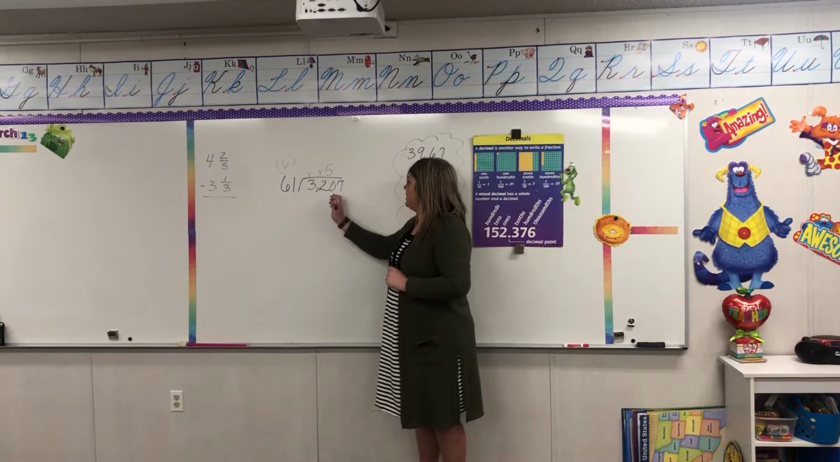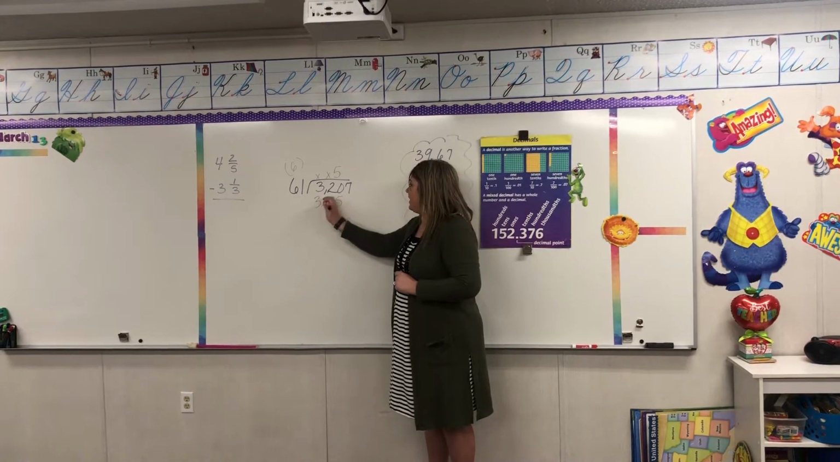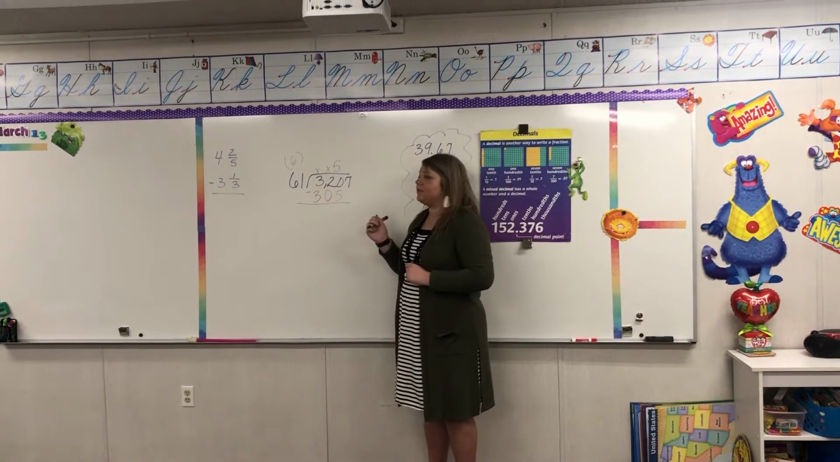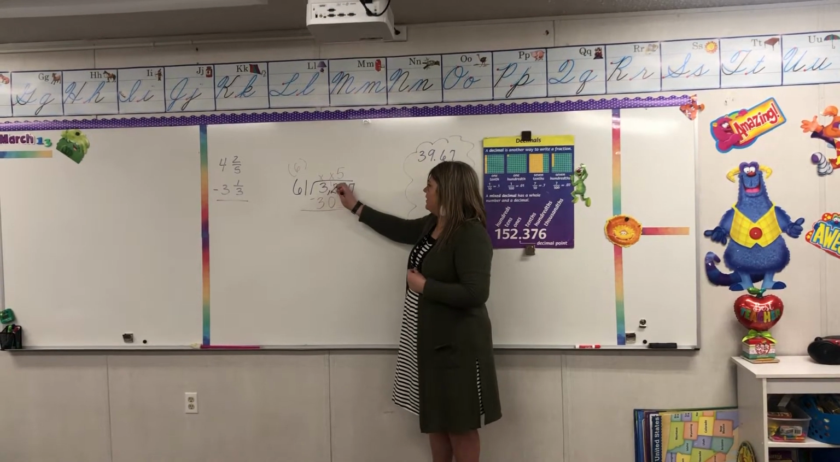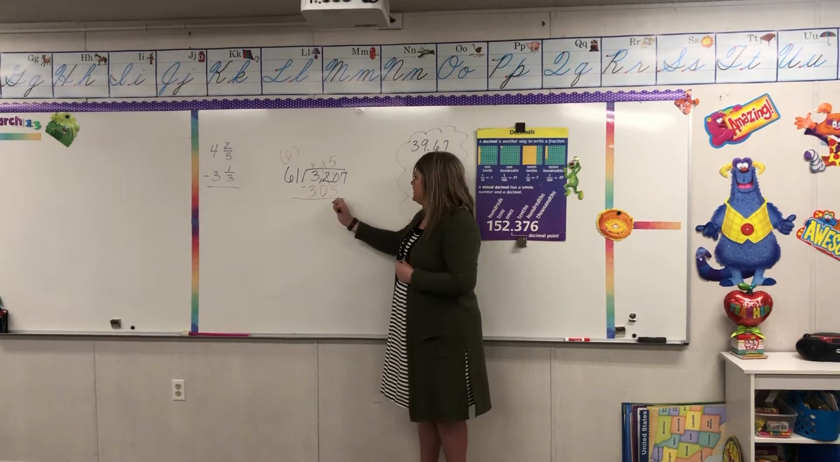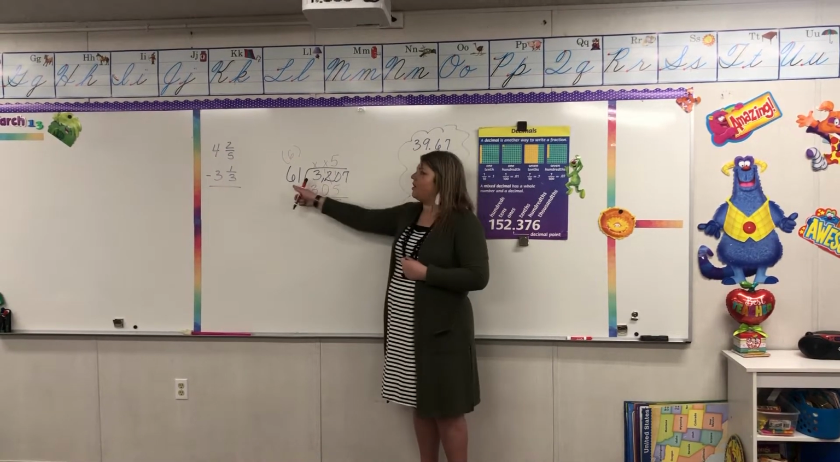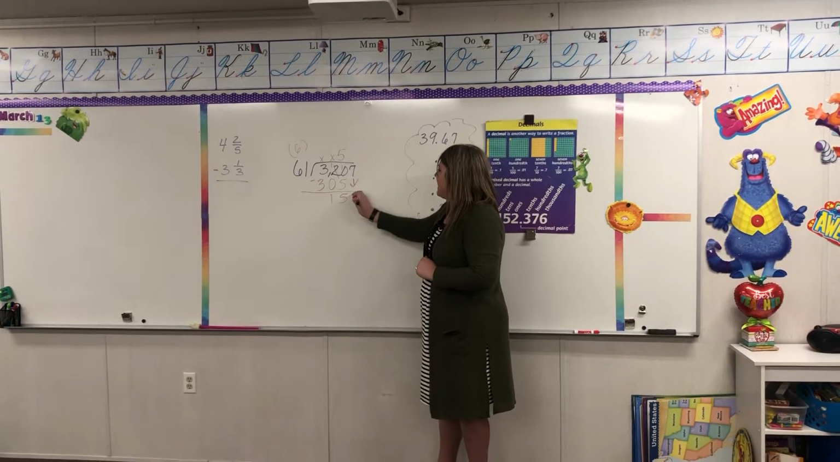5 times 1 is 5. 5 times 6 is 30. Next step is to subtract. 0 minus 5, can't do that. So we have to borrow from the 2, make that a 1, and that becomes a 10. Let's subtract and we get 15. Now, 15 is smaller than 61, so we're good. So let's bring down our 7.